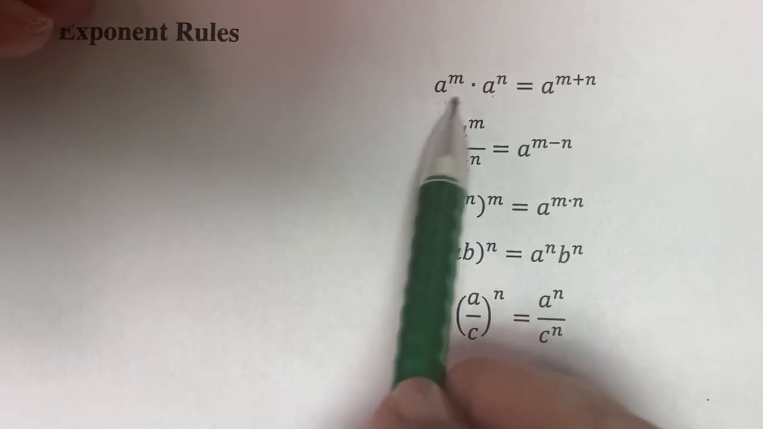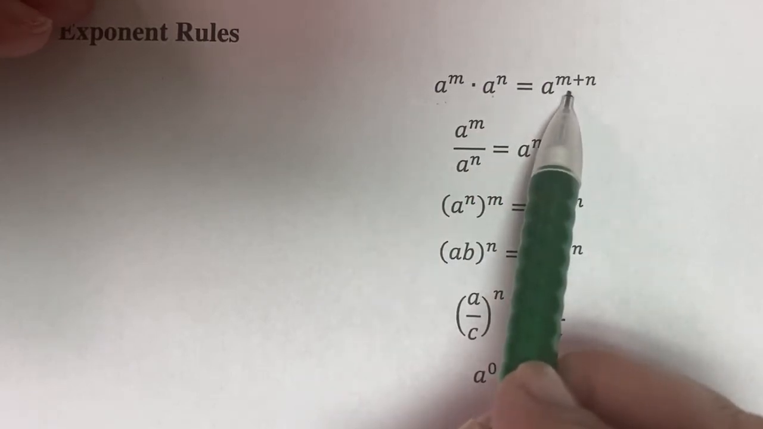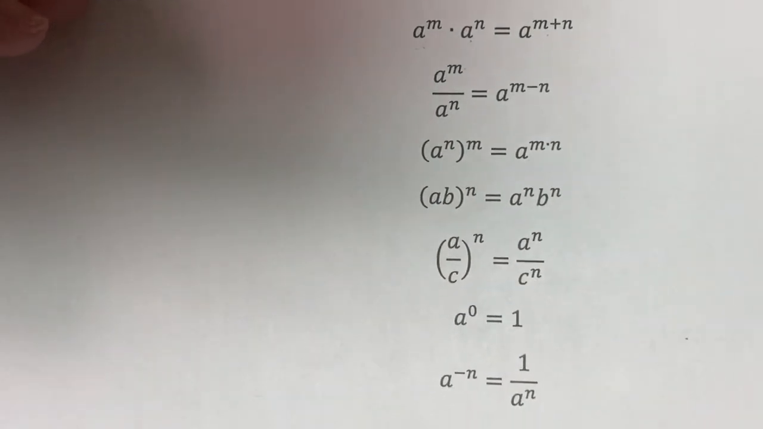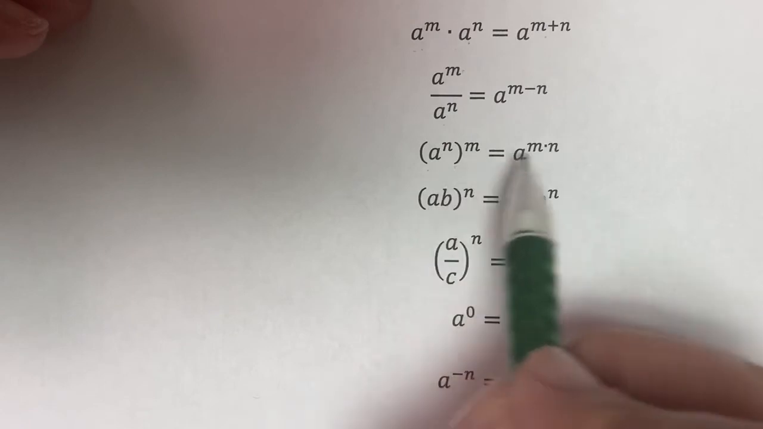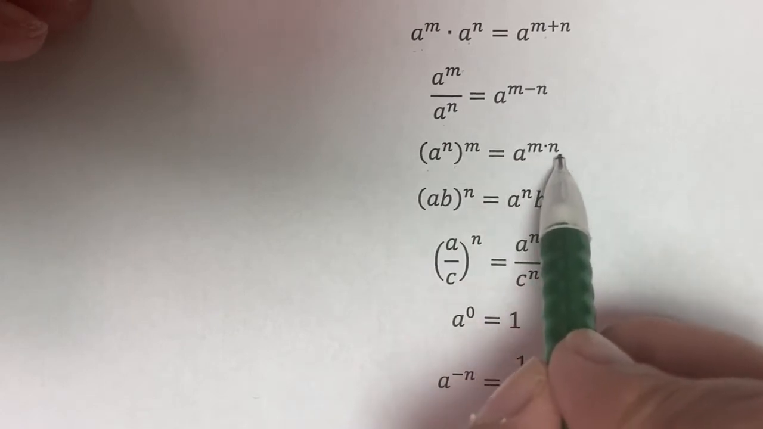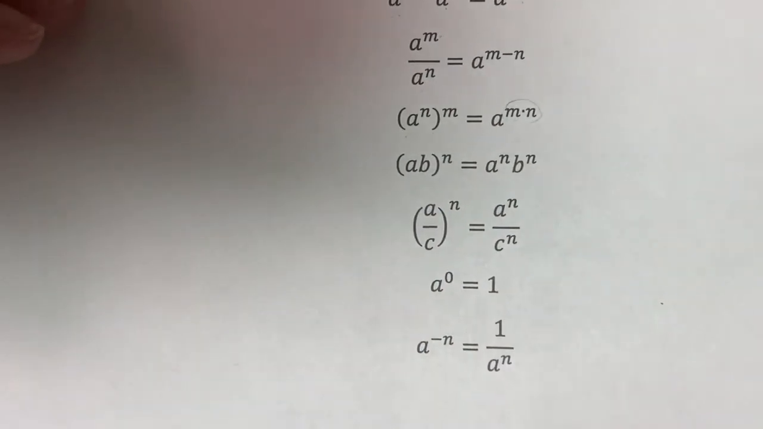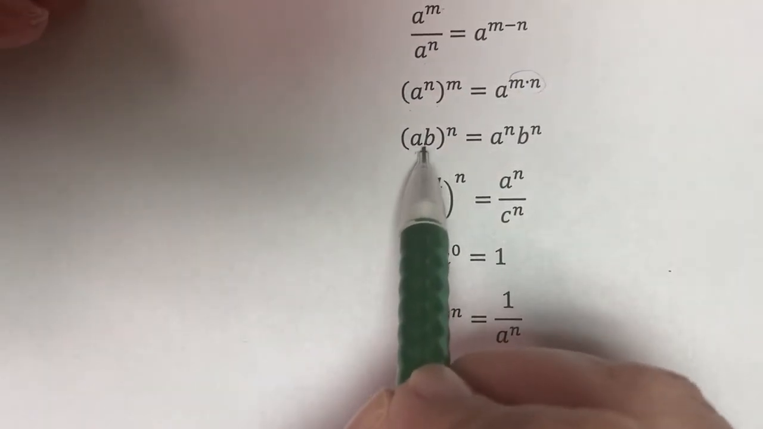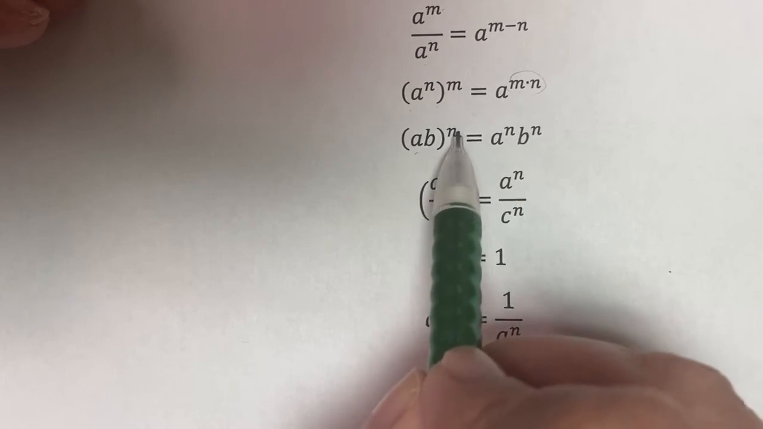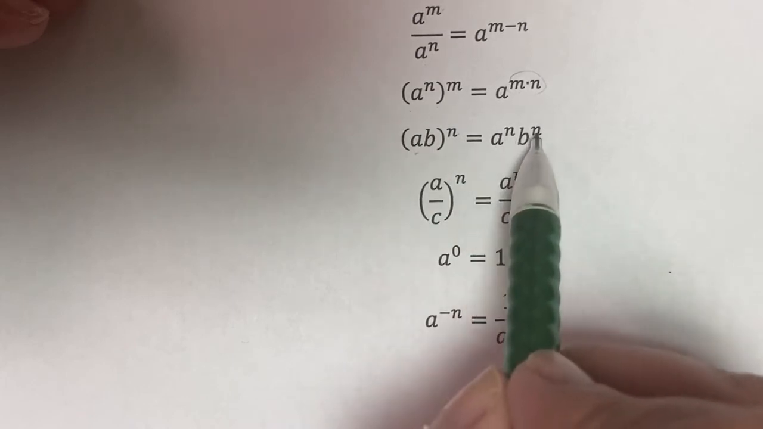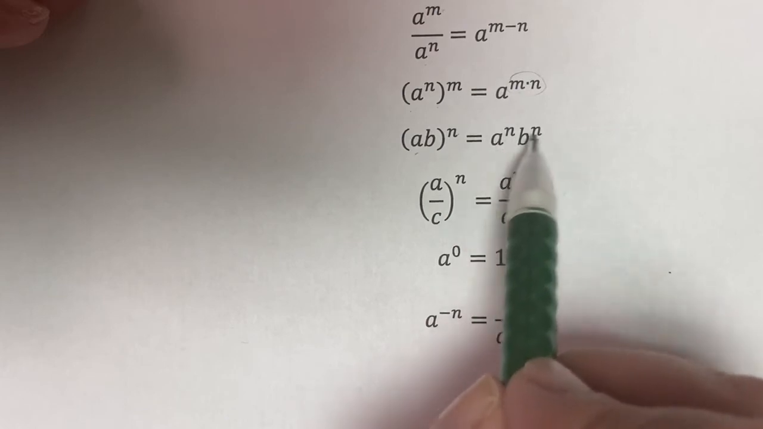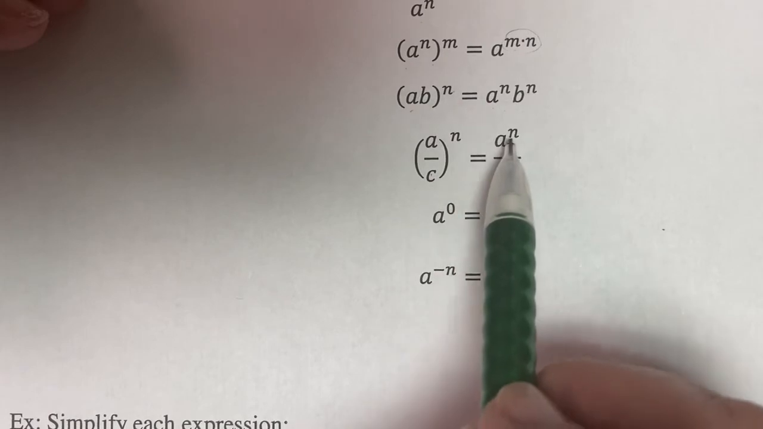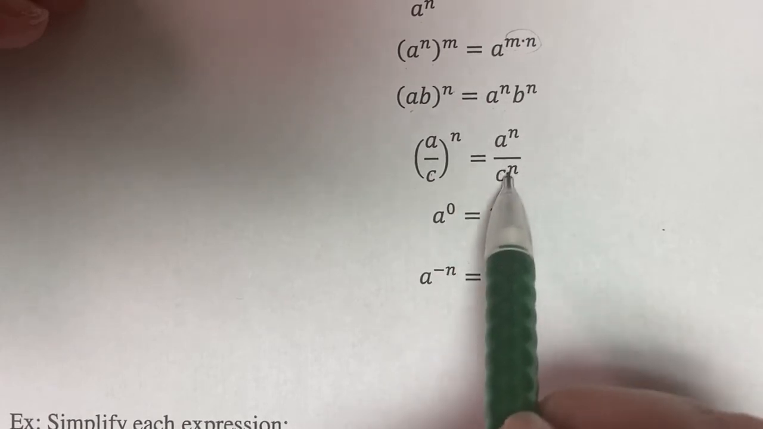If you're multiplying, you add the exponents. If you're dividing, you subtract the exponents. If you're raising something to a power, you multiply the exponents. You have to remember here, if you're raising a monomial with more than one part, that exponent goes into everything on the inside, so with the A as well as with the B. Even if it's a fraction, the exponent goes with both the top and the bottom.